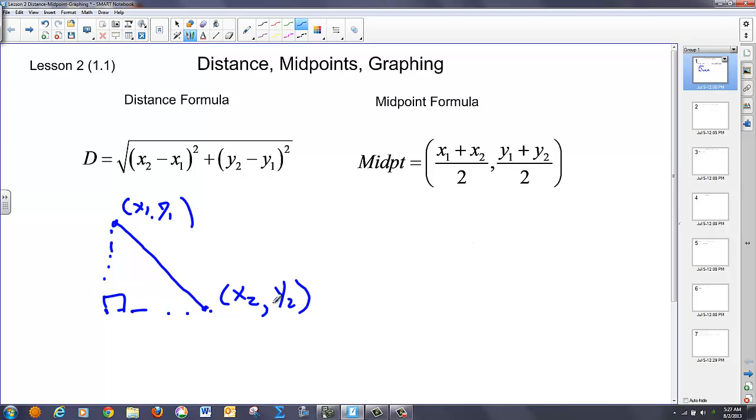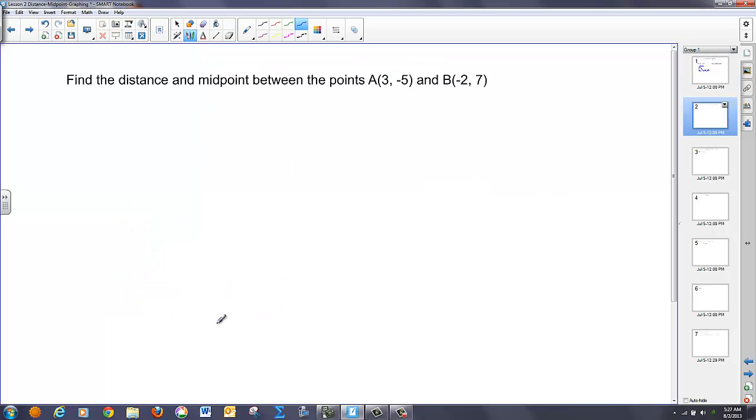Midpoint is just halfway between the two x's, so I take an average of those two, and halfway between the two y's and take the average of those two. So let's take and find a distance. Pretty standard problem. We're going to take the difference of x's. So I've got 3 minus a negative 2. I'm going to square that.